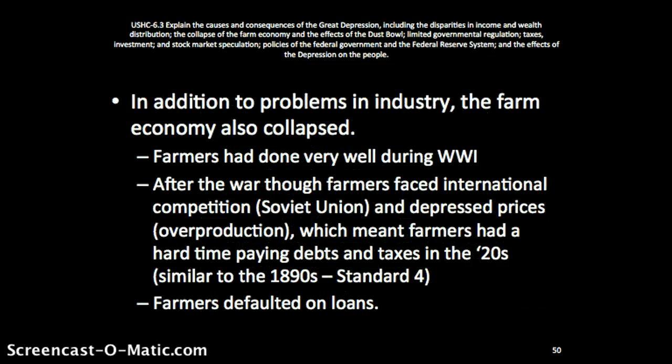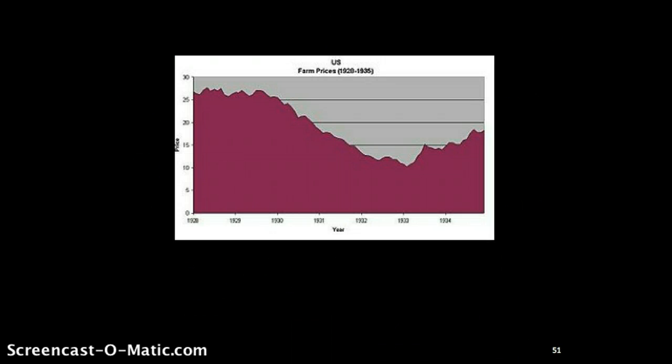In addition to the problems in the industry, the farm economy also collapsed. We talked about this before. Farmers had done very well during World War I. After the war, though, farmers faced international competition and depressed prices from overproduction, which meant farmers had a hard time paying debts and taxes in the 1920s. That was very similar to the 1890s, and a lot of times farmers ended up defaulting on their loans. And you see here's a good graph of farm prices and how farm prices continued to drop and drop and drop.